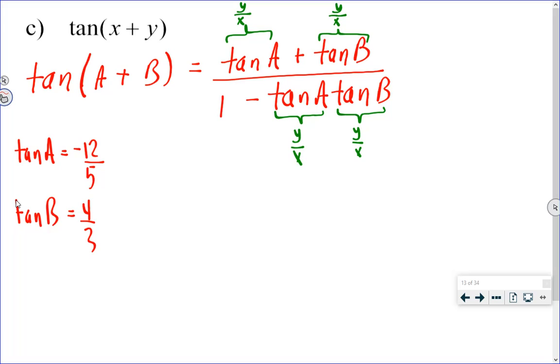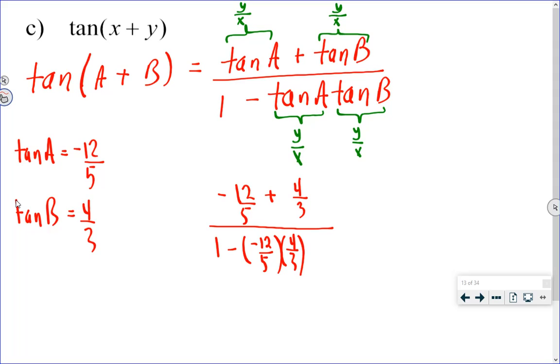So all we're going to do is put those things in. Tangent of A is negative 12/5 plus tangent of B is 4/3 over 1 minus negative 12/5 times 4/3. Listen, don't worry about many denominators here. When they're numbers, figure out what the top is on your calculator, figure out what the bottom is on your calculator, and go from there.